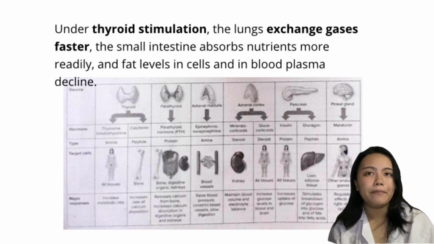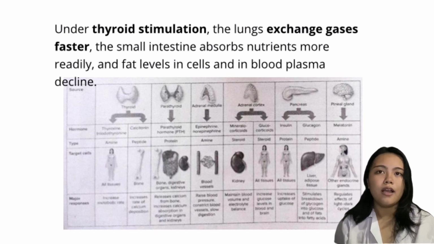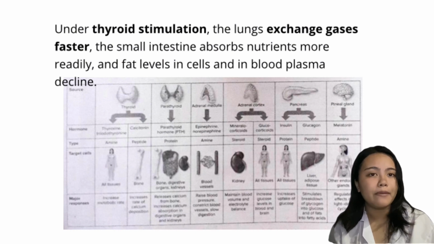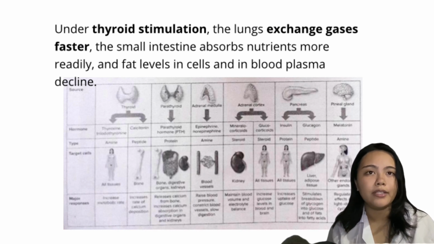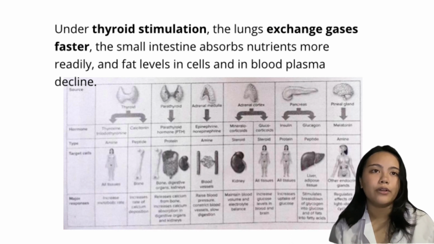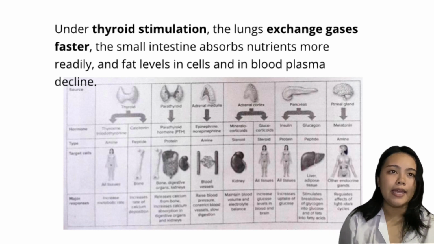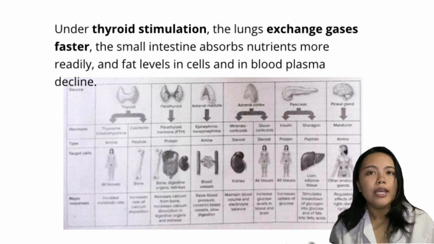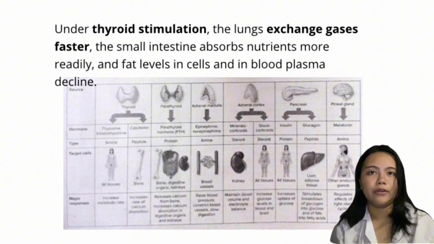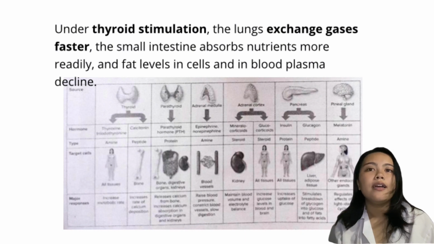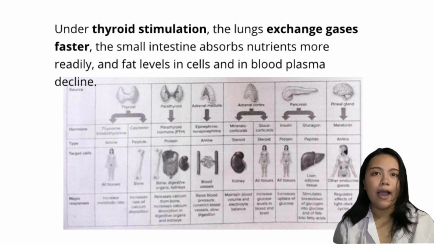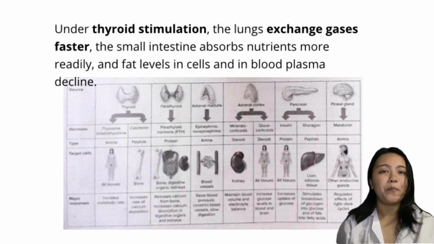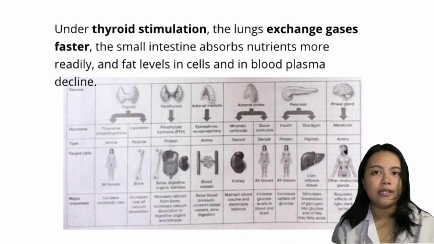Here is an example of the diagram. The source are the different types of endocrine glands: thyroid, parathyroid, adrenal medulla, adrenal cortex, pancreas, and pineal gland. Under it are the hormones like thyroxine and triiodothyronine. Then under the hormones are the different types. There are 4 different types: amine, peptide, protein, and steroid.